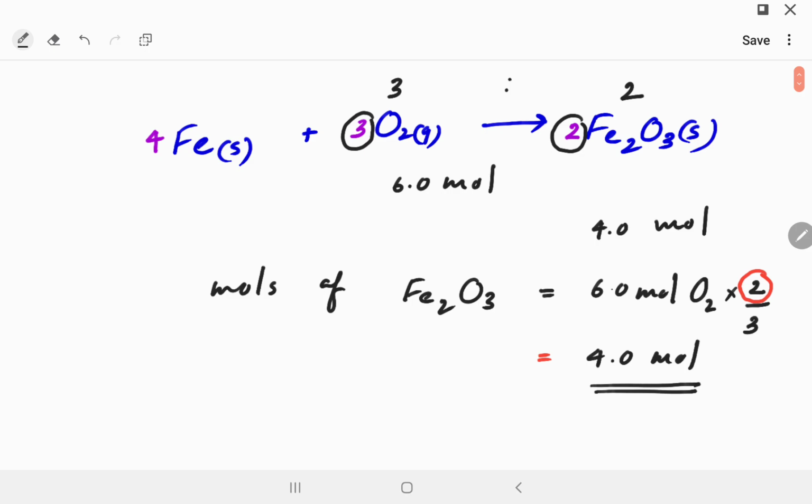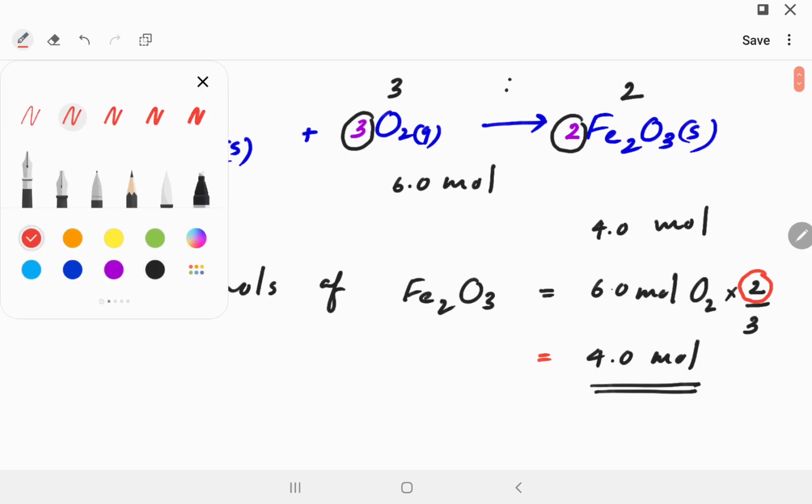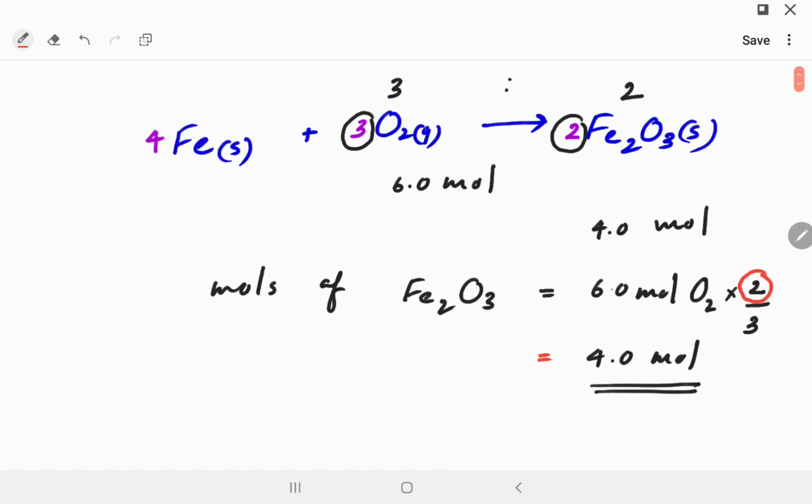Or in other words, the ratio between oxygen and iron 3 oxide is 3 to 2, right, guys? Which one is bigger, 3 or 2? Of course, 3. So you have to use more oxygen as compared to the moles of iron 3 oxide that you get. The moles of oxygen is always higher than the moles of iron 3 oxide you get. So if you are using 6 moles, you should get something less than 6, because that is how the mole ratio works.